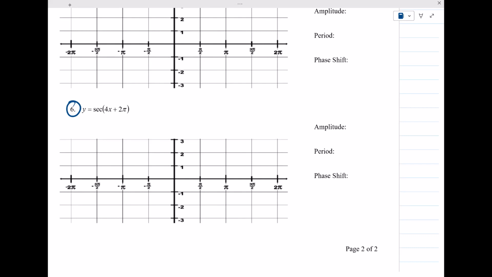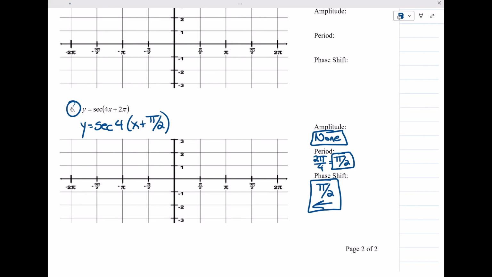All right, so let's figure this out. We can't do anything until we take out that 4. So this is going to be secant 4 times x plus 2 pi over 4 is just pi over 2. The amplitude is going to be none. The period: normal period of secant is 360 or 2 pi. So we're going to do 2 pi divided by 4 is pi over 2. And then the phase shift is going to be pi over 2 to the left. That makes sense? So far, so good.